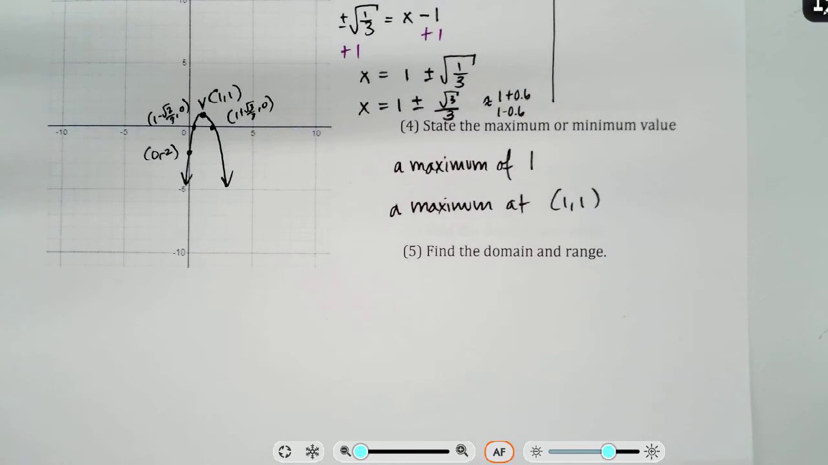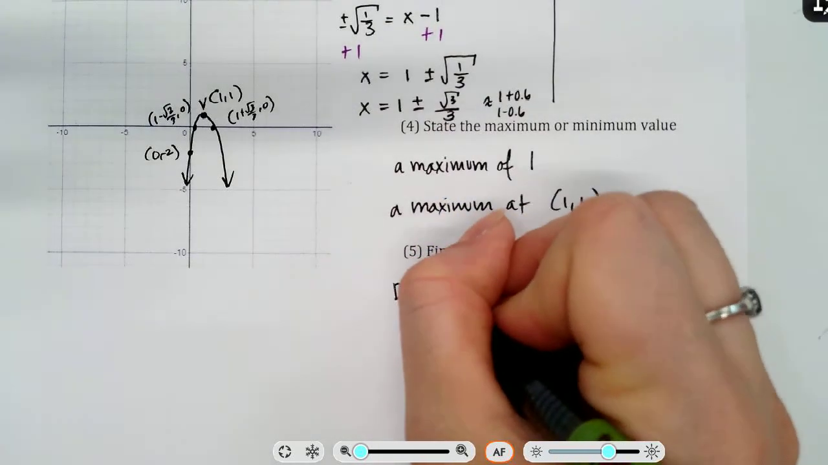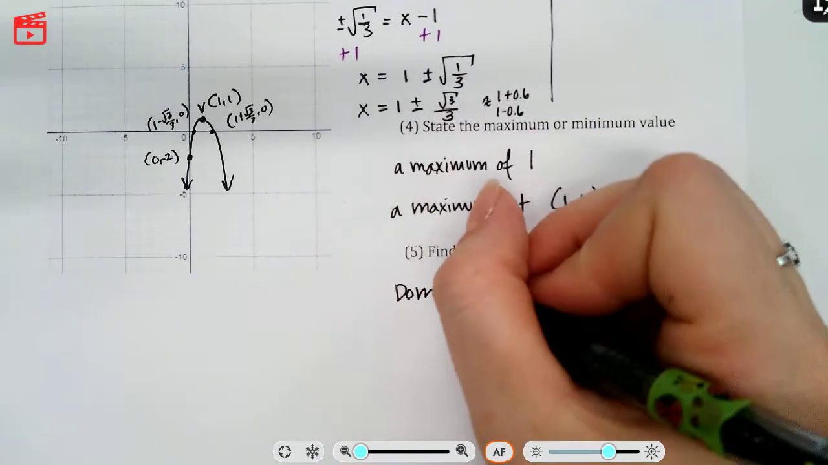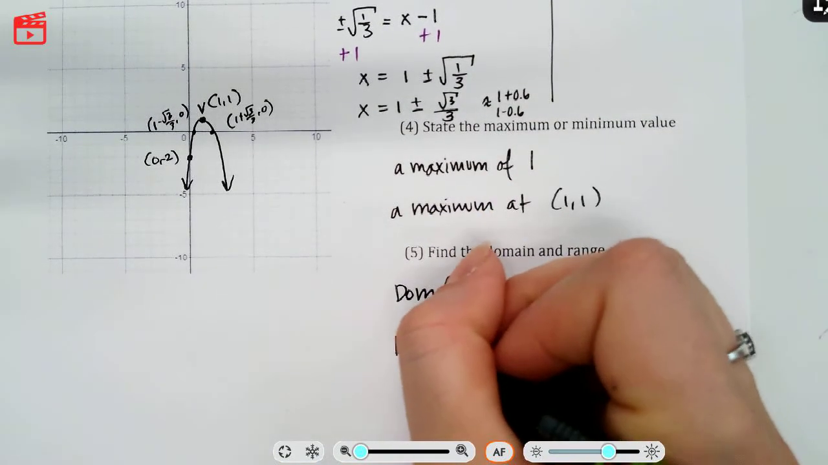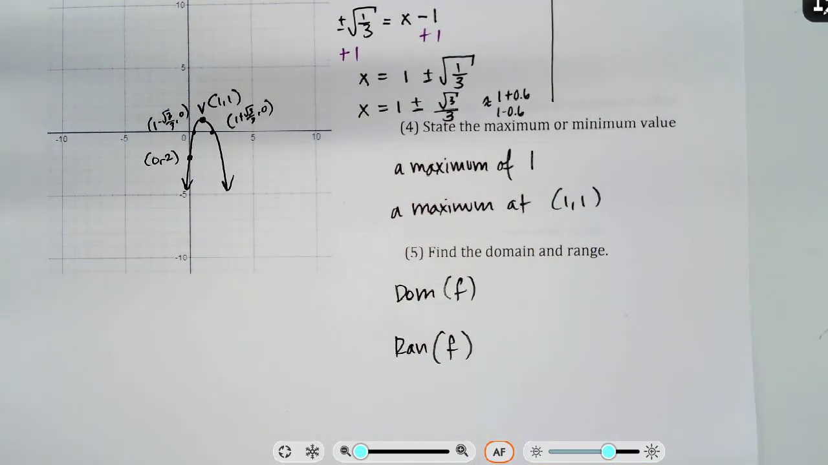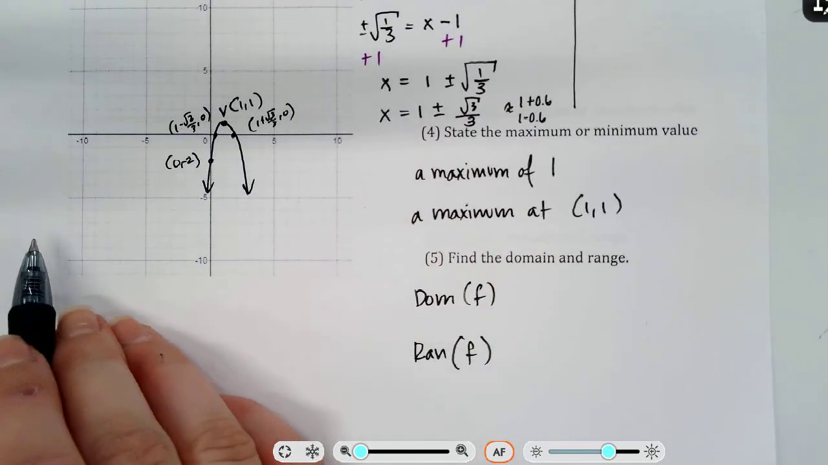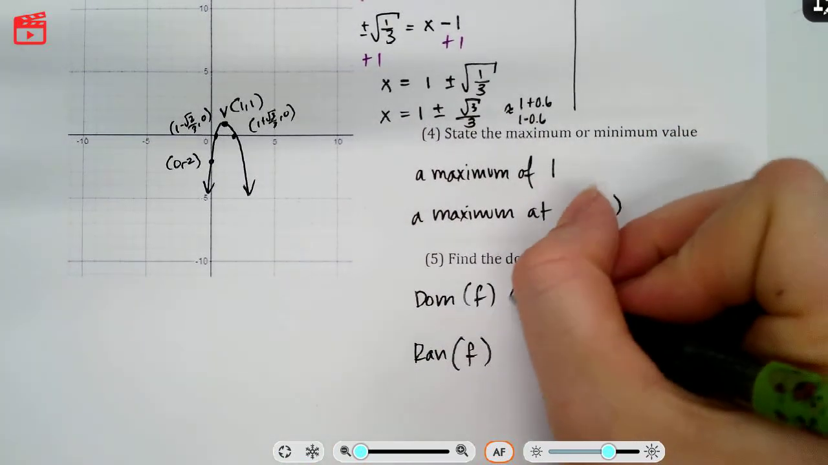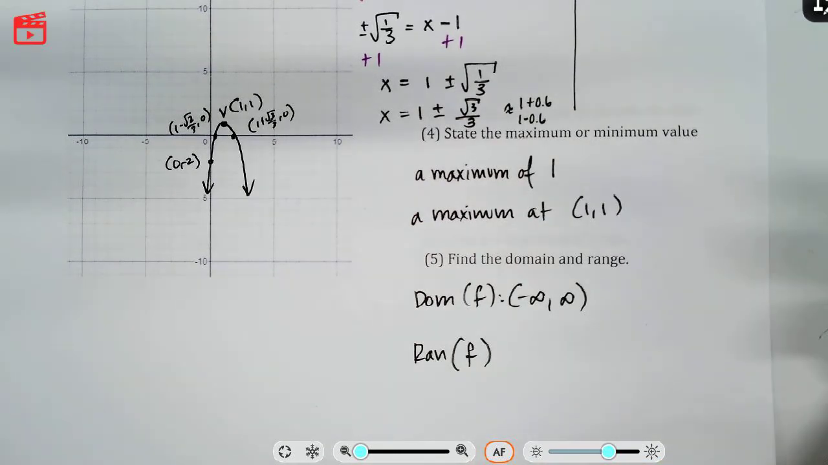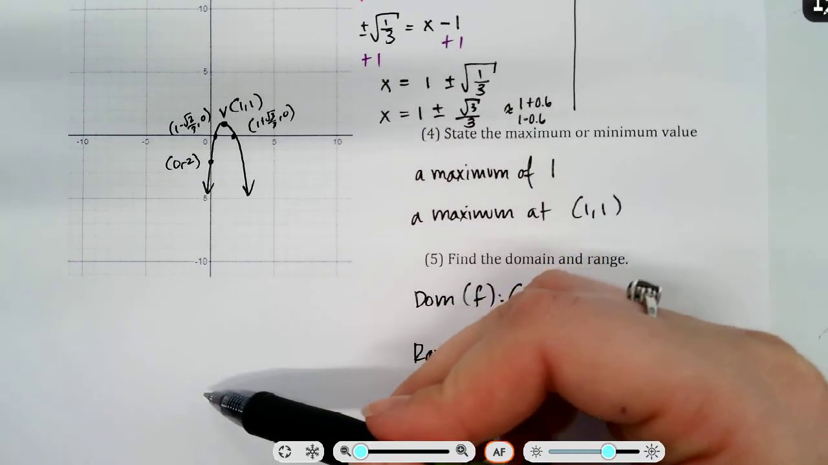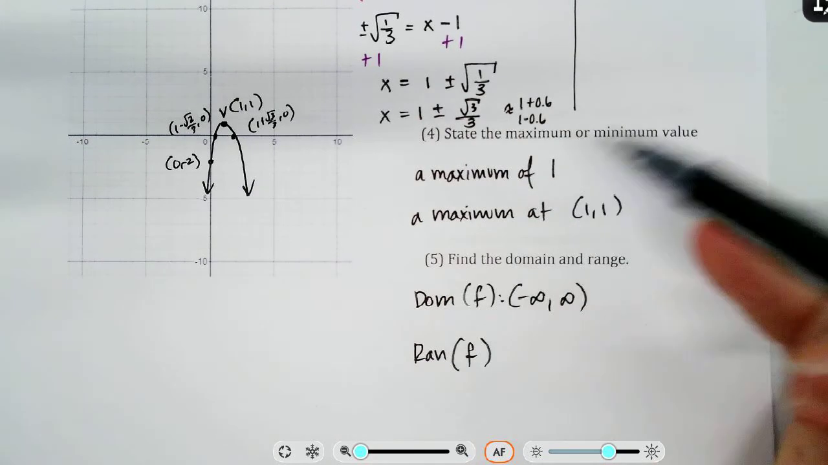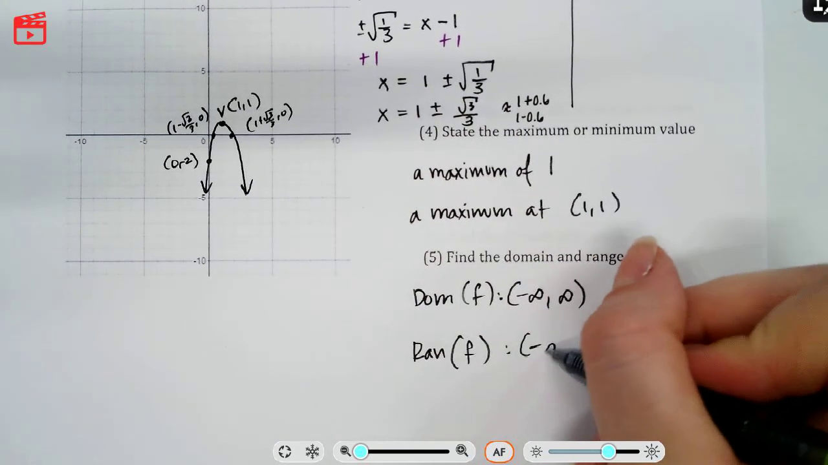And lastly, the domain and the range. Well, the domain, domain of f. Go ahead and see if you can find these by yourself. Pause the video and check back in with me. Okay, the domain is going to be negative infinity to positive infinity. And the range is going to be from, well, the smallest possible number would be negative infinity up to the maximum number, which was 1. And we can include 1.